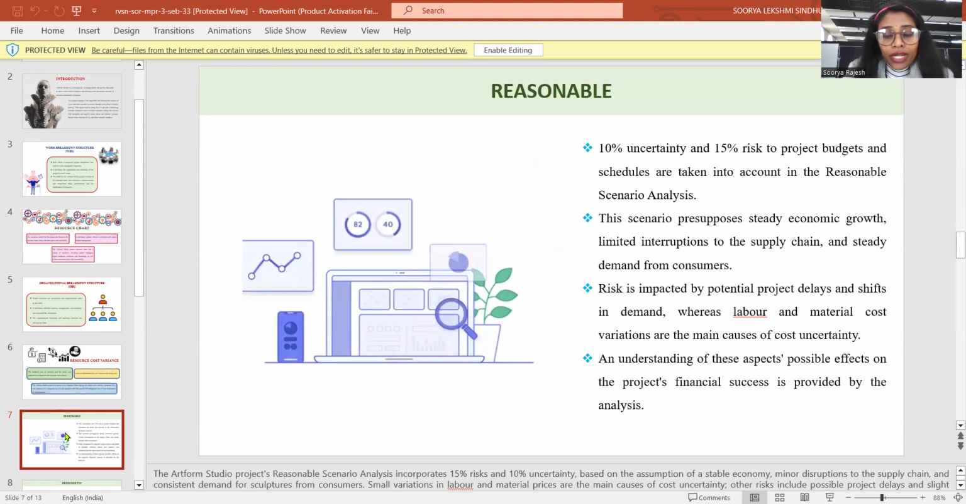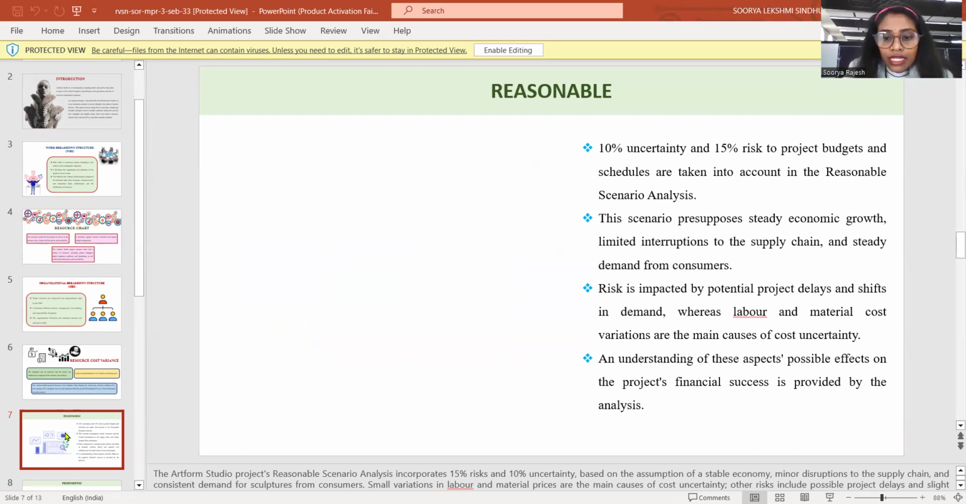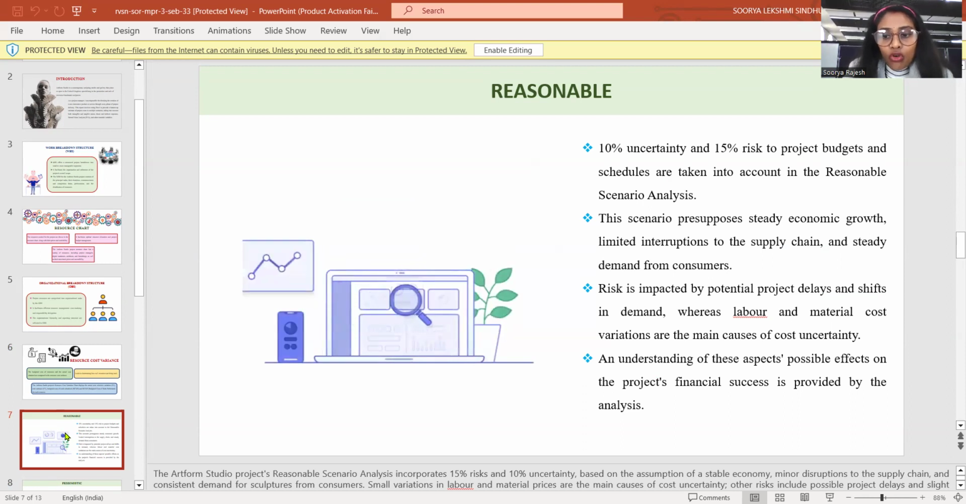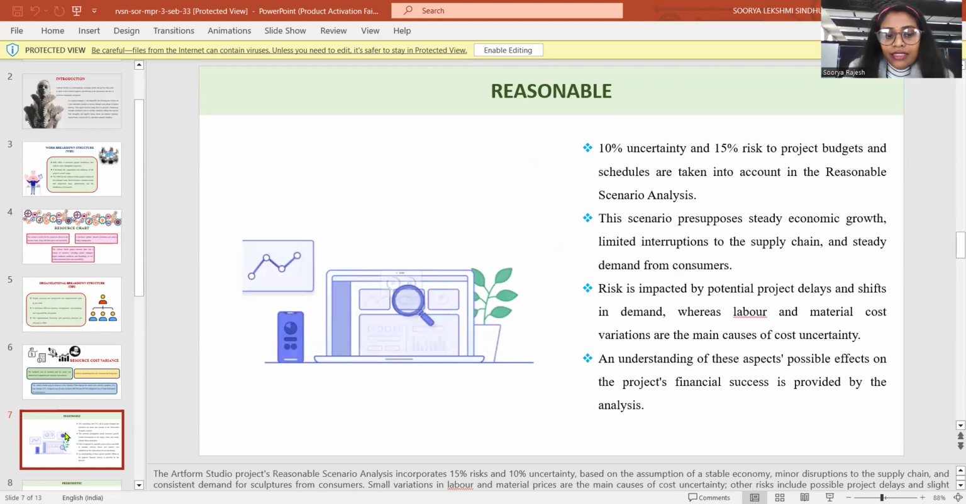This analysis incorporates 15% of risk and 10% of uncertainties based on the assumptions of a stable economy, minor disruptions in the supply chains, and consistent demand for the sculptures from the consumers. Small variations in our labor and materials prices are the main cause of cost variance and uncertainty. Other risks included possible project delays on sites. These are the main reasonable factors in our project.